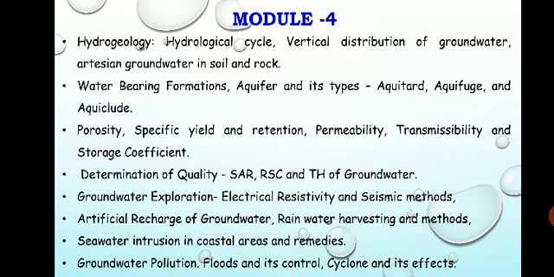Then how the groundwater is recharged artificially, that is called artificial recharge of groundwater. Then there are some rainwater harvesting structures and different methods of rainwater harvesting, which we are going to discuss. Then seawater intrusion in coastal areas and remedies: in the coastal area the fresh water gets mixed with the saline water. So what are the reasons for that, how it occurs, and what are the remedial measures for the process called seawater intrusion.